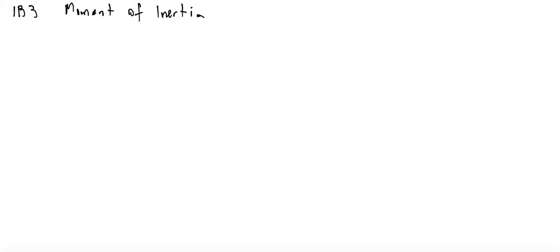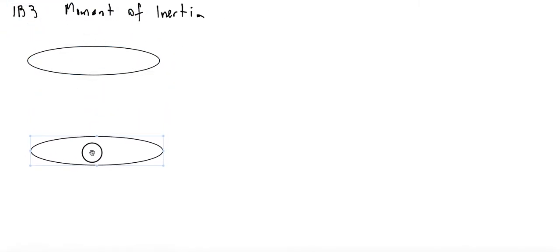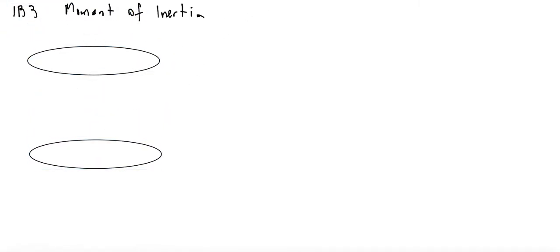Let me draw. Let's imagine that you have a cylinder of radius capital R, and height of L. So this is our cylinder. In general, the radius of the cylinder is R and the height of the cylinder is L. So this is L, and this is R.